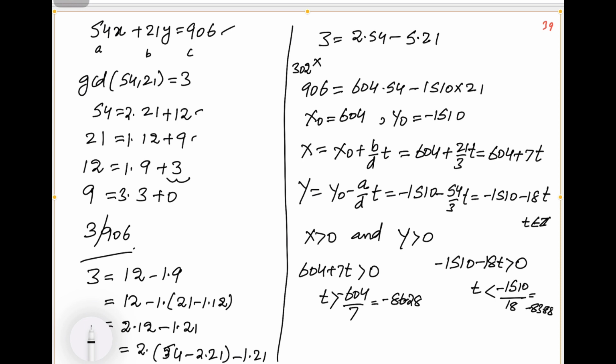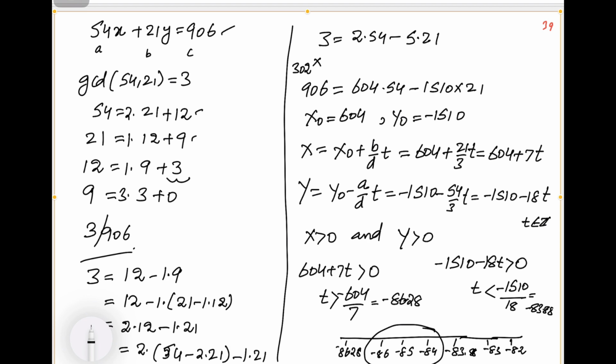So let's see on the real line where the points lie. So here we have minus 86.28. This is minus 86, 85, 84, minus 83.88, minus 83, minus 82.